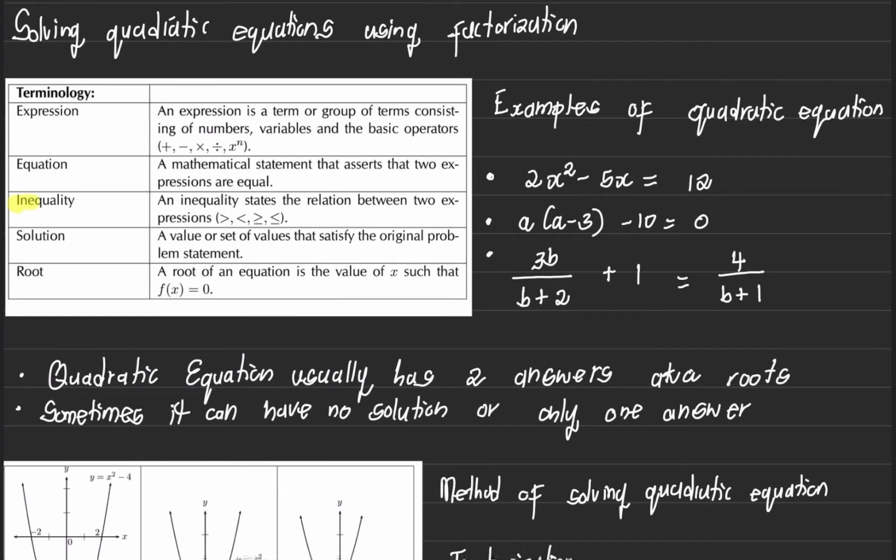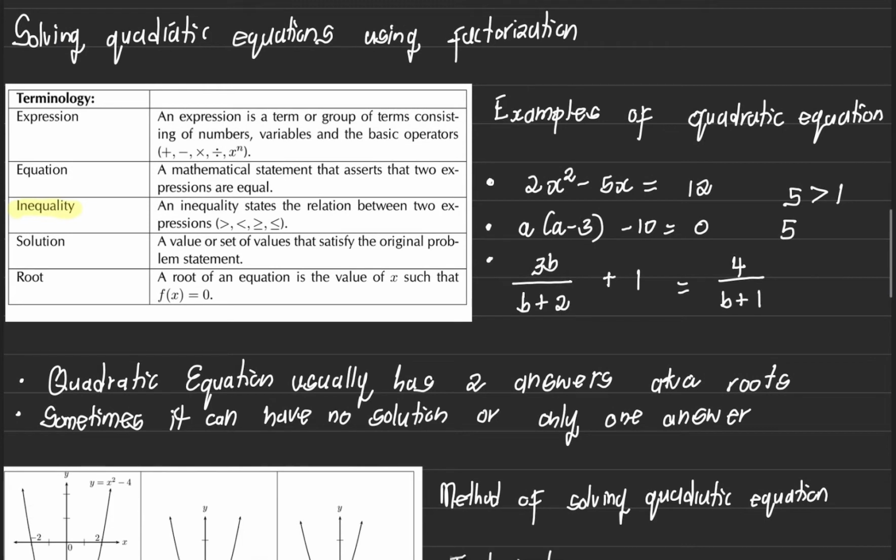The other term that we have is inequality. An inequality states the relationship between two expressions. So for example, 5 is greater than 1. It indicates the relationship between 5 and 1, saying that 5 is greater than 1. Or you can have 5 is greater than or equal to 1. This is just an example. So this indicates that 5 is greater, or it can be equal to 1. Or you can have x is greater than or equal to 2. This indicates the relationship between 2 and x.